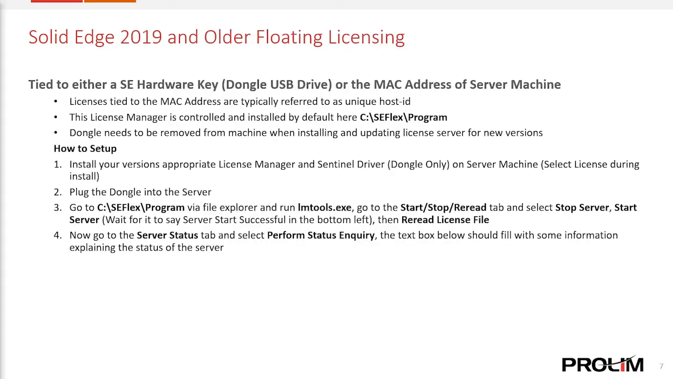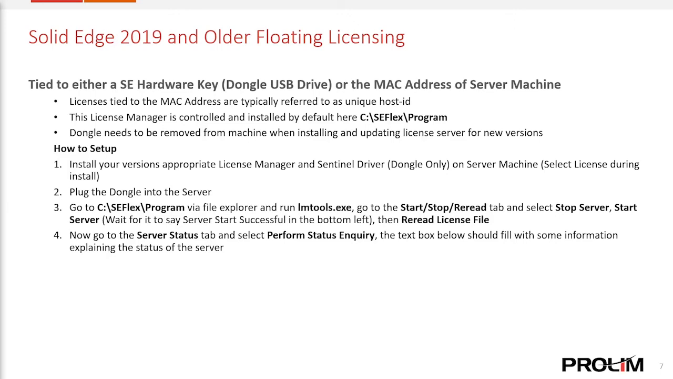Now, moving on, we're going to be talking about the Solid Edge 2019 and older floating licensing. So this is Solid Edge 2019, ST10, ST9, and so on. Each of these versions has two different variants of licensing: dongle-based and MAC address-based. MAC address is commonly referred to as the unique host ID method, and that's what the license on your WebKey account will even say next to your SE license: unique host ID method.